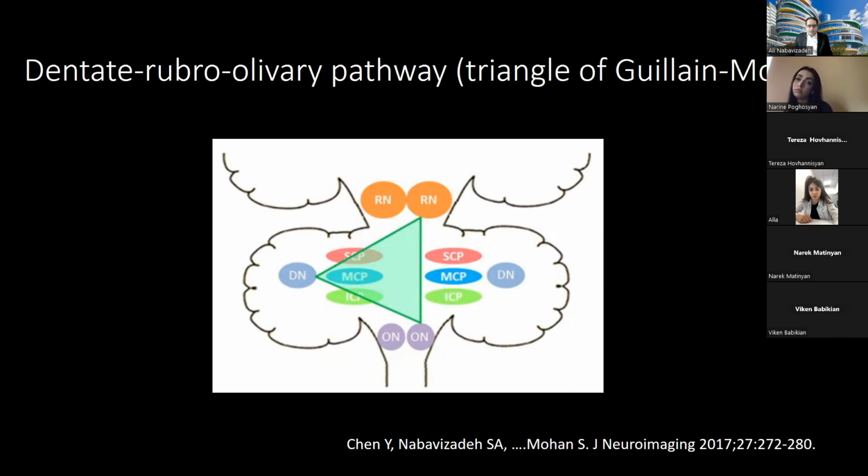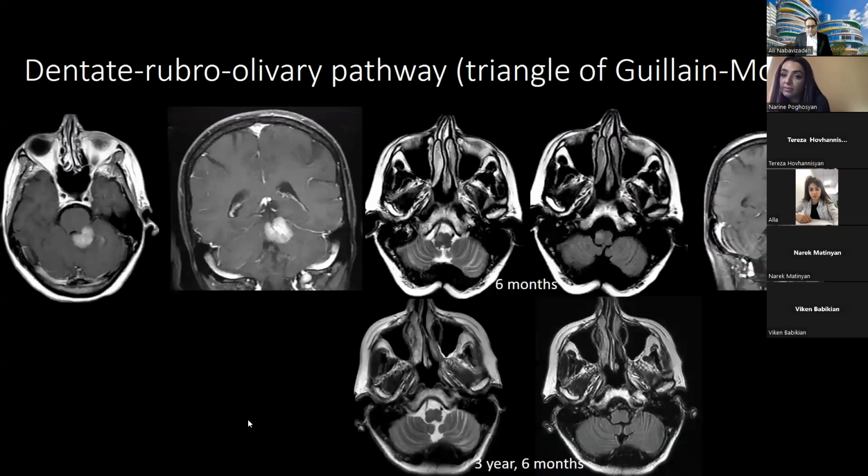the dentatorubro-olivary pathway, or the triangle of Guillain-Mollaret. This is in between the red nuclei, dentate nuclei, and olivary nuclei of the medulla. Any damage in any of these structures could basically cause hypertrophic olivary degeneration. So if you have an infarct or tumor involving the red nucleus or dentate nucleus of the contralateral side, because of this pathway, you will end up having hypertrophic olivary degeneration.